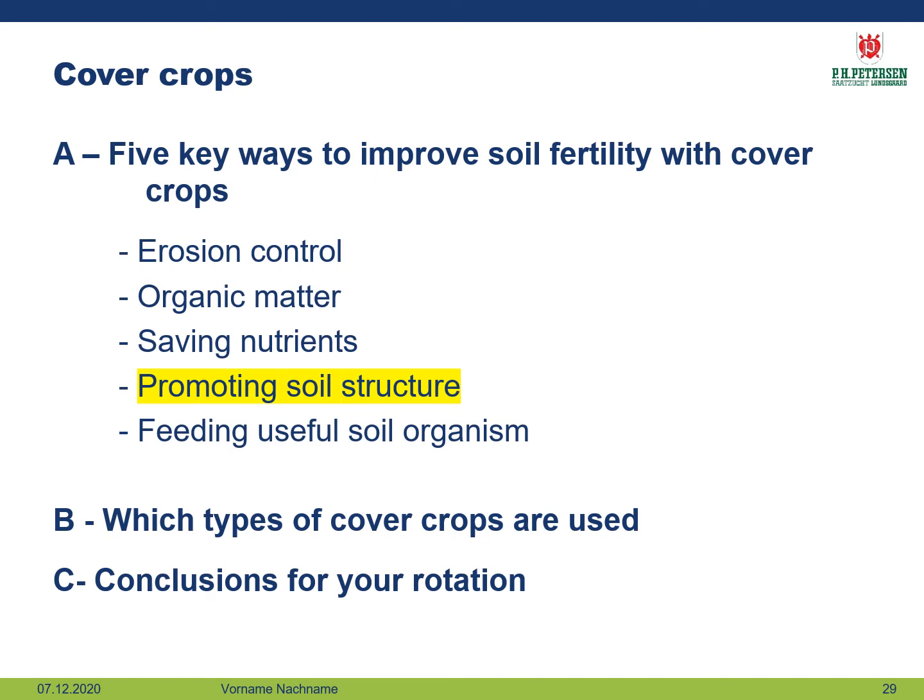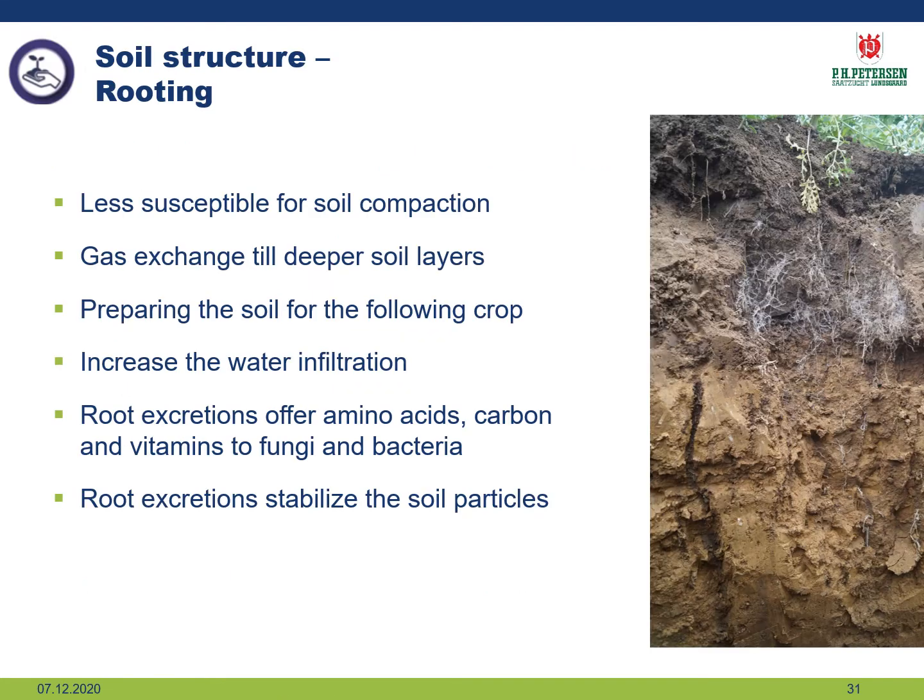Cover crop promotes soil structure. Soil structure by rooting. The soil is less susceptible for soil compaction. Gas exchange till deeper soil layers is possible, and it is easier to prepare the soil for the following crop. We have an increase in water infiltration, and root excretions offer amino acids, carbon and vitamins to fungi and bacteria. Root excretions stabilize the soil particles.